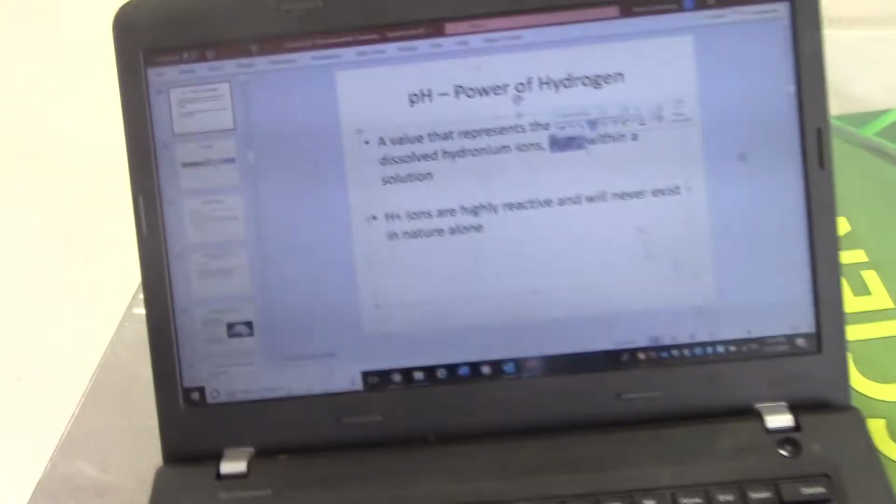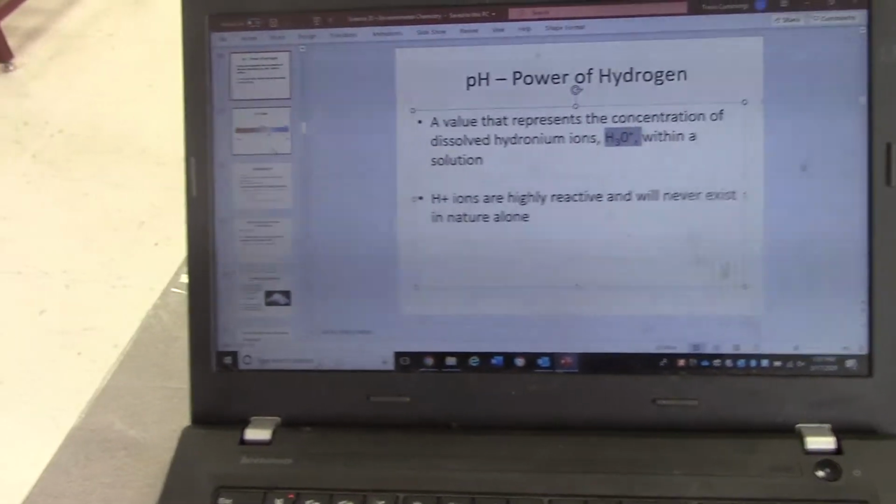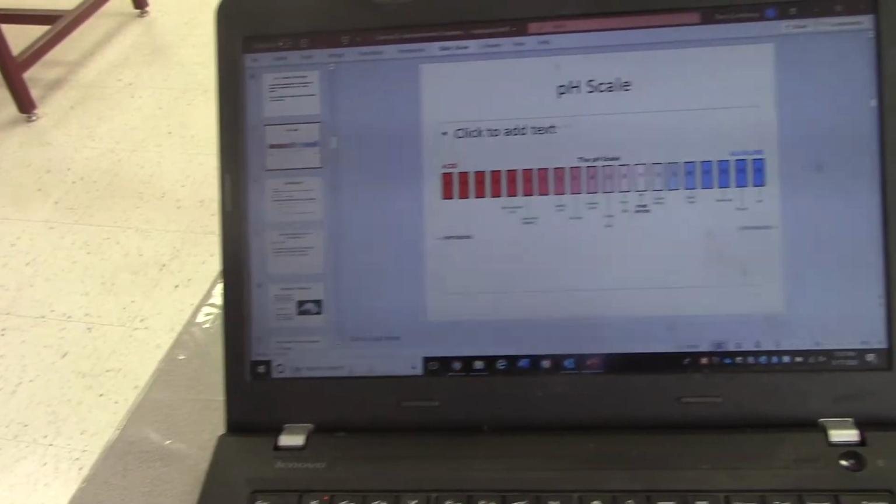H+ ions are highly reactive, and they will never exist in nature alone. You guys have all seen the pH scale.